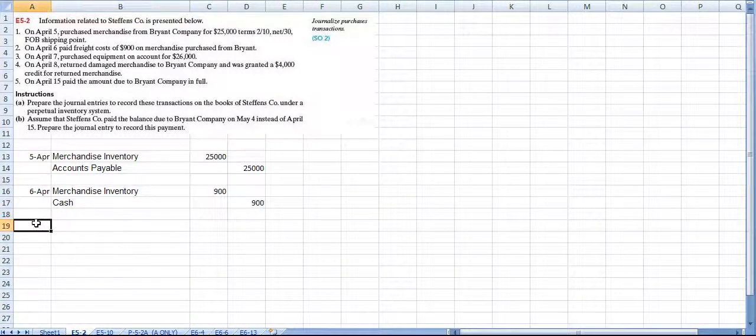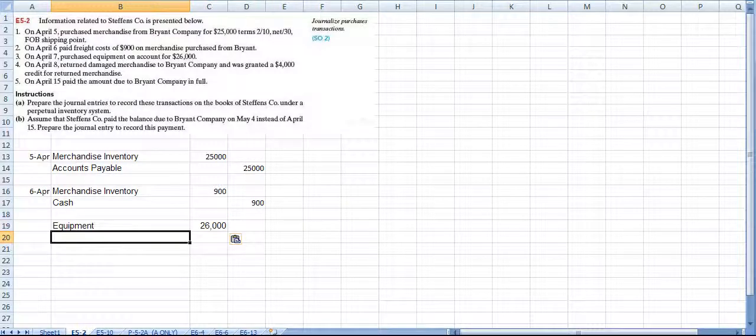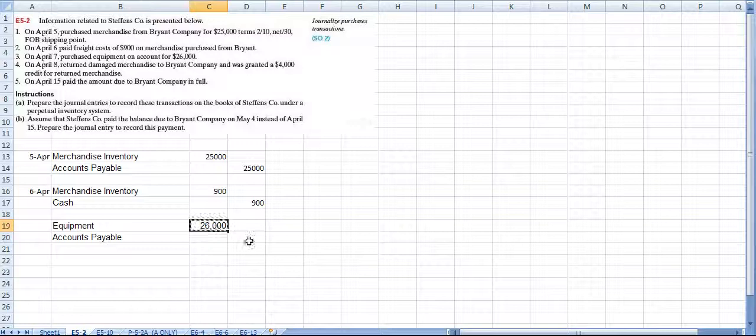April 7th, and I'll let you guys take care of that. I just want to get these journal entries out of the way. April 7th, purchase equipment on account for $26,000. Equipment is not going to be resold for a profit. We're going to use that in our operations, so we're not going to debit that to merchandise inventory. That's going to be $26,000, and our corresponding credit is going to be accounts payable for the same amount. So basically, the relevance of this question was to make sure that you do not include that in merchandise inventory, because we're not reselling that.